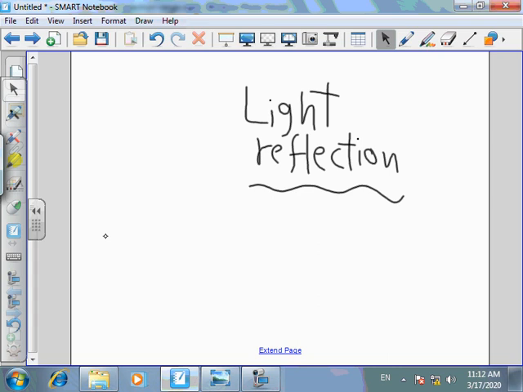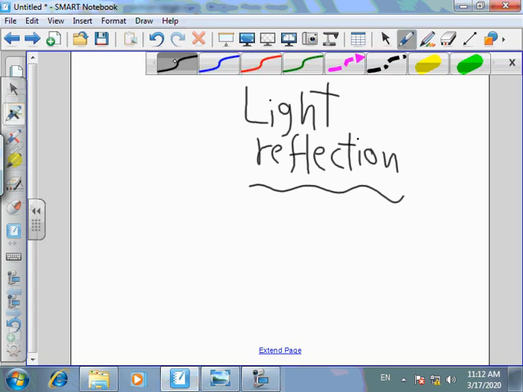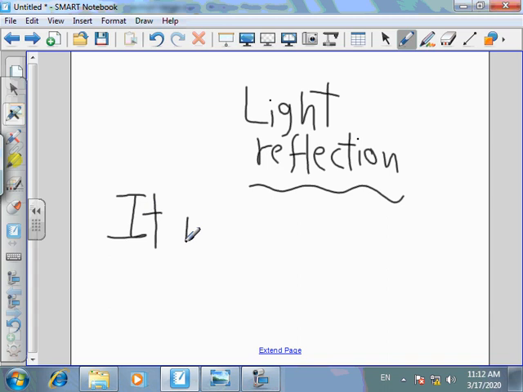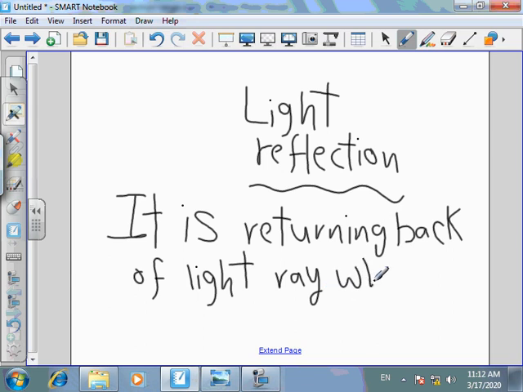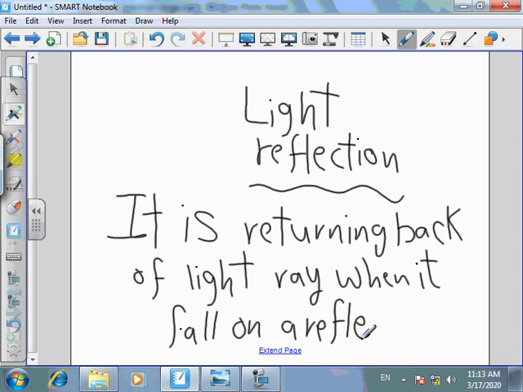It's bouncing back of a light ray. It's returning back of a light ray when it falls on a reflecting surface. What is the reflecting surface?